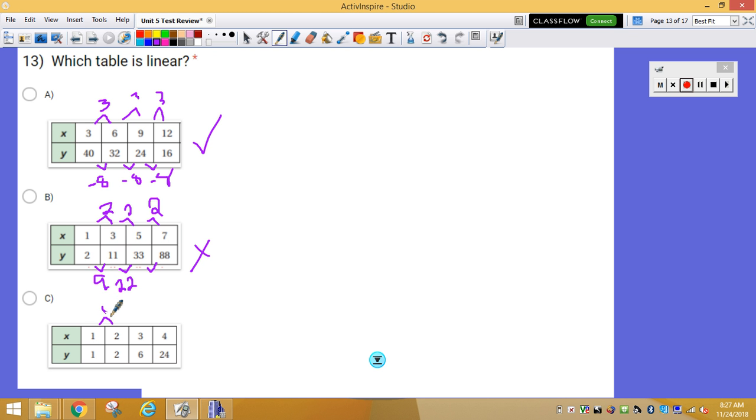1 to 2, we go up by 1. 2 to 3, we go up by 1. 3 to 4, we go up by 1. So far, so good. 1 to 2, we go up by 1. 2 to 6, we go up by 4. I already know they're not the same. So the one that's linear was A.